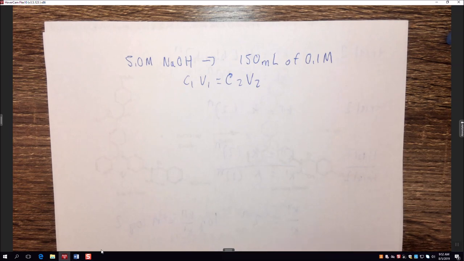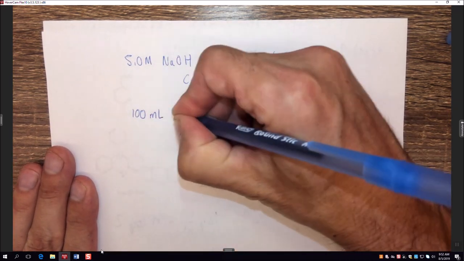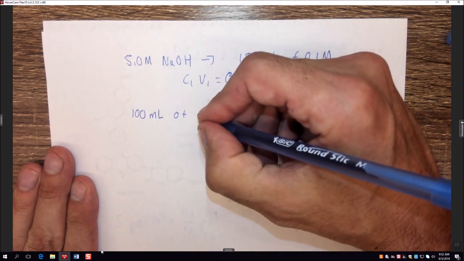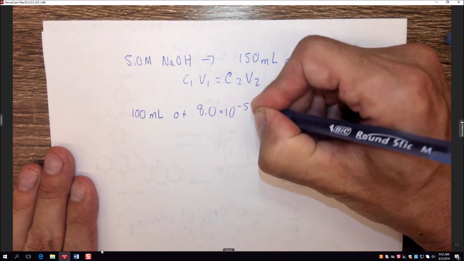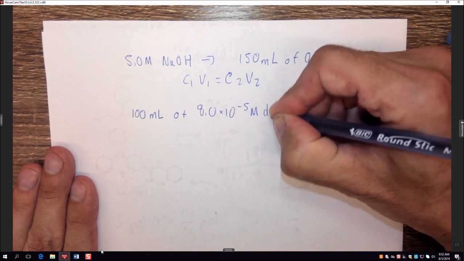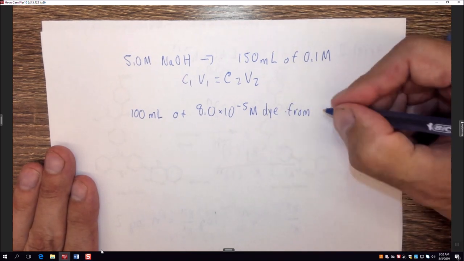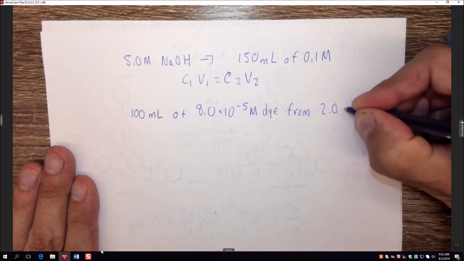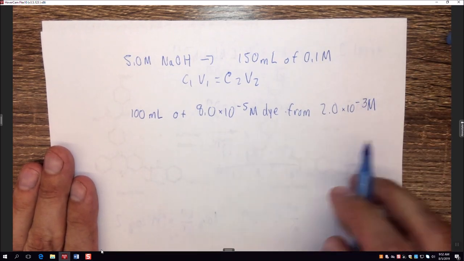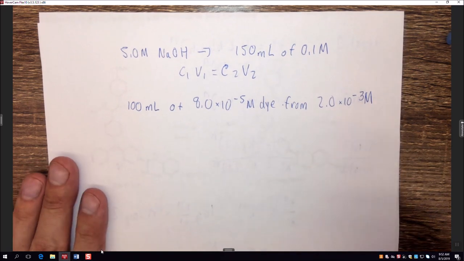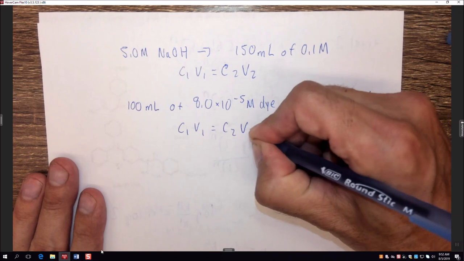For the dye, you're asked to make 100 milliliters of 8 times 10 to the minus 5 molar dye from 2 millimolar, which is 2 times 10 to the minus 3 molar. This one I'm going to do with you. So we need to figure out how to make that. We again want to use C1V1 equals C2V2.